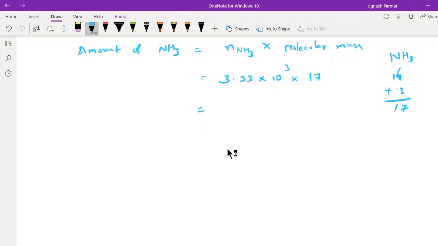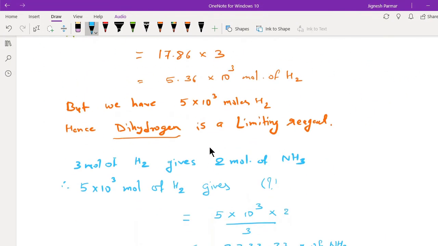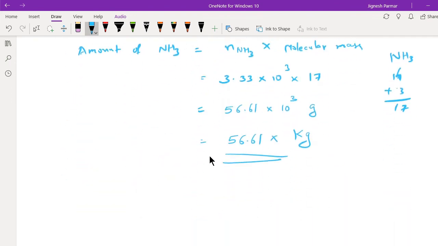Into 17 is equal to 56.61 into 10 raised to 3 gram. And when I convert this from gram into kilogram, I can write it as kg. So boys and girls, this is the answer: 56.61 is the correct answer in kilogram. So this is how we have to find the limiting reagent and calculate ammonia.